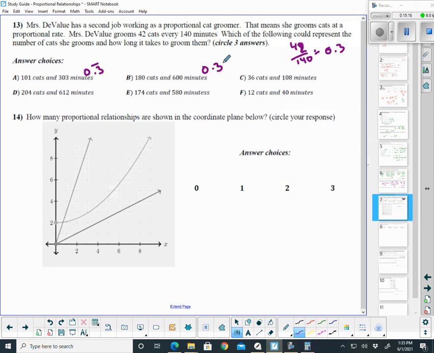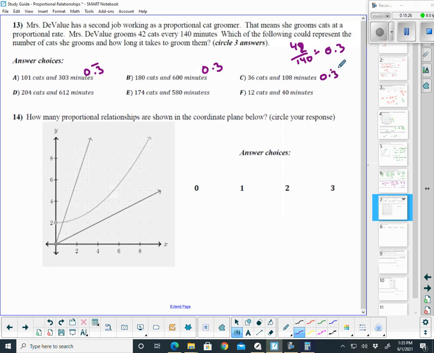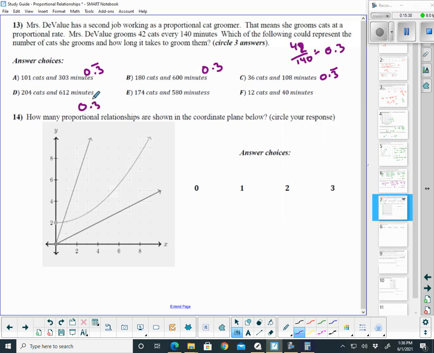I can have 36 divided by 108. That's 0.3 repeated. Doesn't look good. I can also have 204 divided by 612. That's 0.3 repeated.